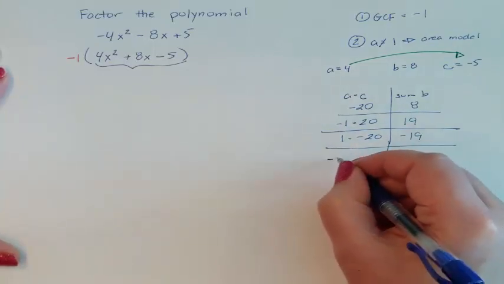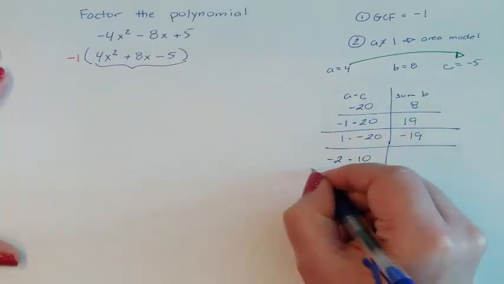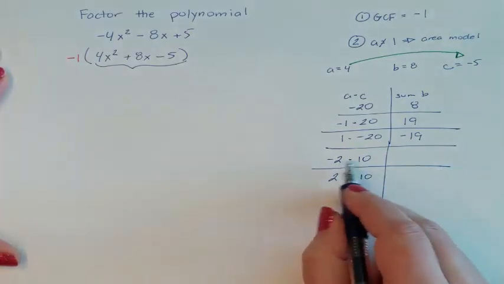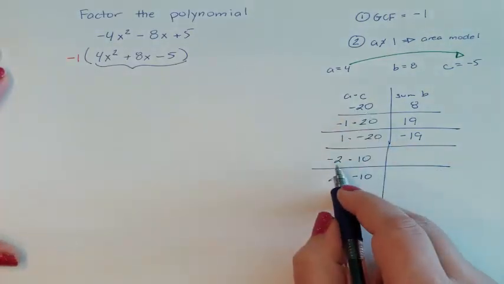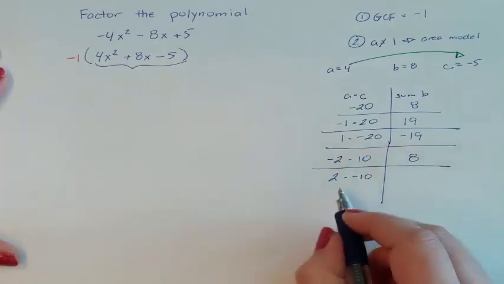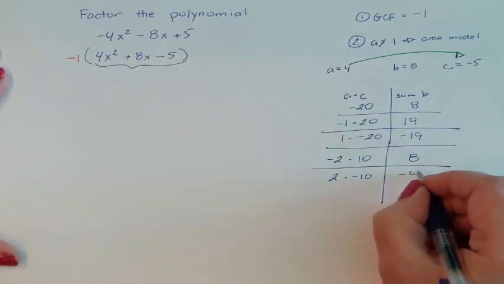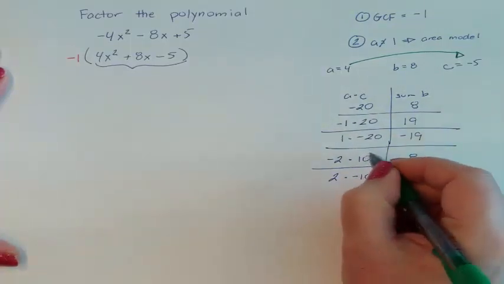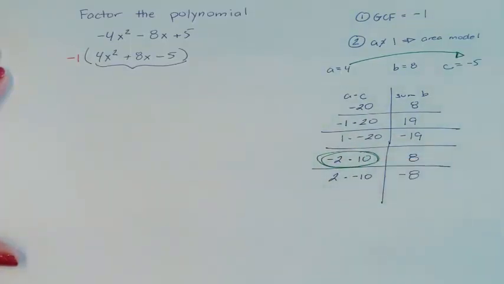So try 2's. So either a negative 2 with a positive 10 or 2 with a negative 10. Both of these would multiply together to give me a negative 20. Negative 2 and 10 would give me my 8. 2 with a negative 10 would give me my negative 8. I was looking for a positive 8. I found it right here, which meant these are the two numbers that I'm using.